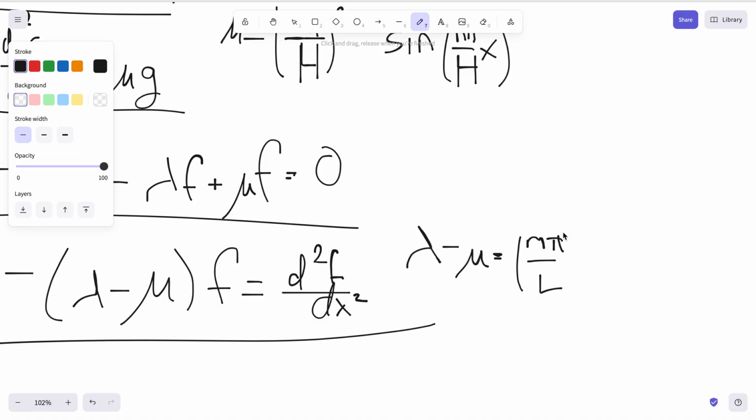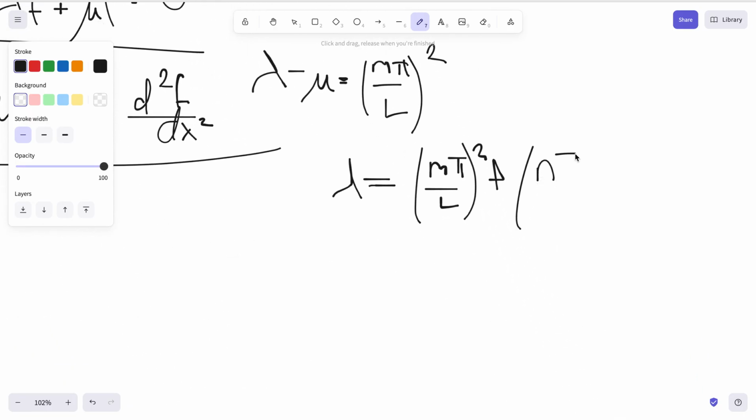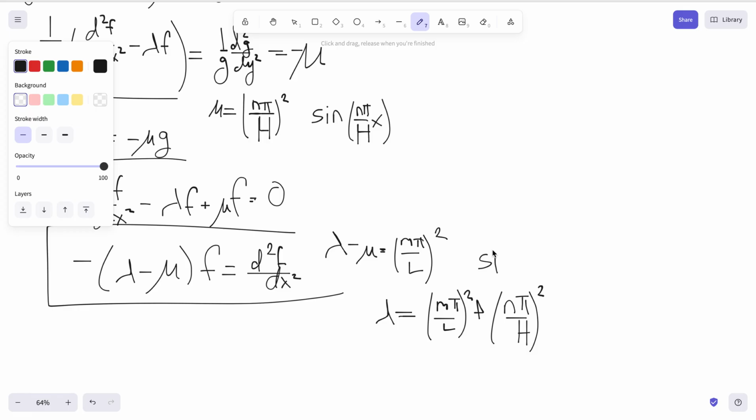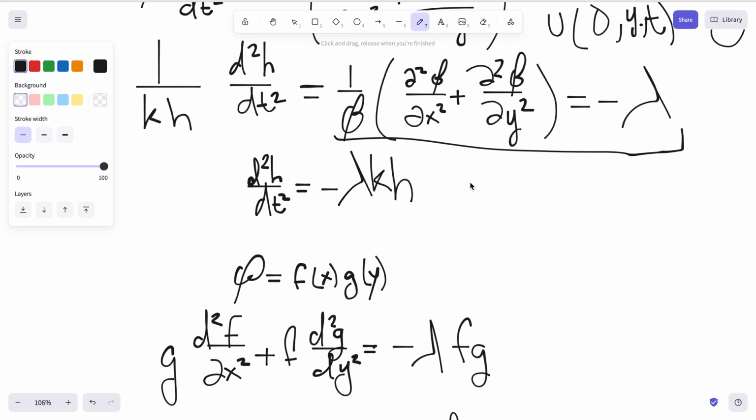And we know what mu is now, so we know what lambda is as well. Lambda is a function of both n and m, and it's m pi over H, whole squared, plus n pi over L, whole squared. Okay, great. And the solution to this would also be sine of m pi over H times y. And then up here, the solution to this would also be a sine function.